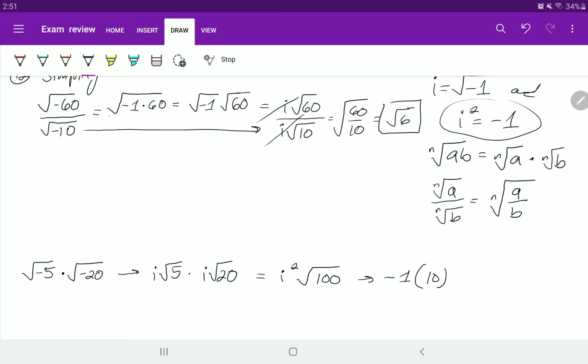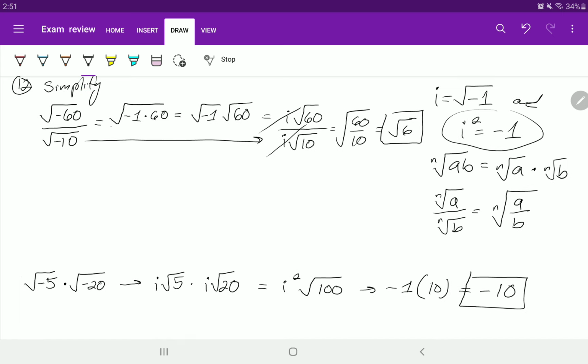What number do you multiply by itself twice to get 100? That is 10. -1 times 10 is -10. And that is the solution to the second problem for number 12.